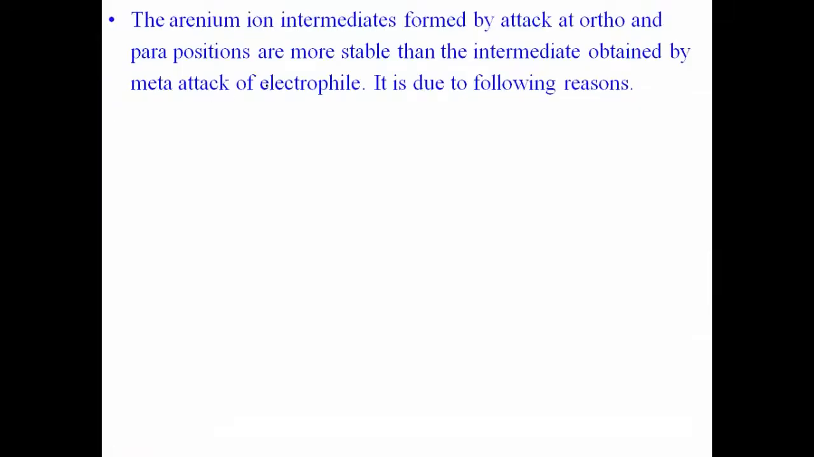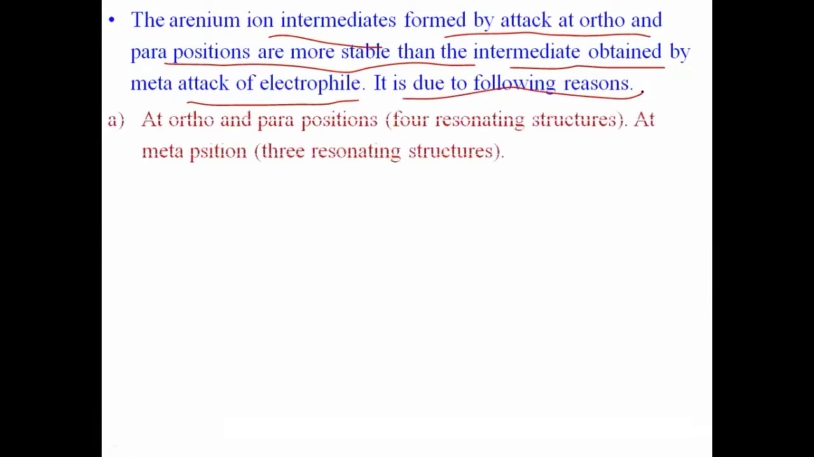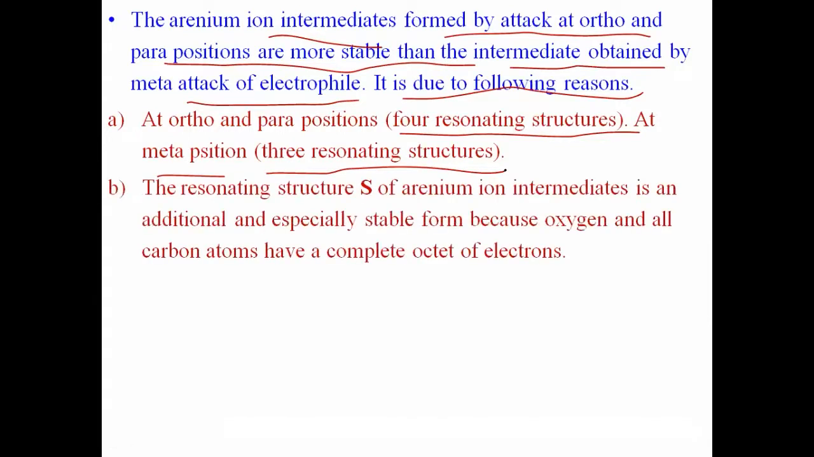Let me revise once again. The Arenium ion intermediate formed after attack at ortho and para positions is more stable than the intermediate formed at meta attack. This is due to the following reasons. We are explaining this stability with two reasons. First, at ortho and para positions, there are 4 resonating structures, while at the meta position, there are 3 resonating structures. This is the first reason. What is the second reason? The resonating structures for ortho and para attack have additional and special stability, but it is not so in the case of meta attack.